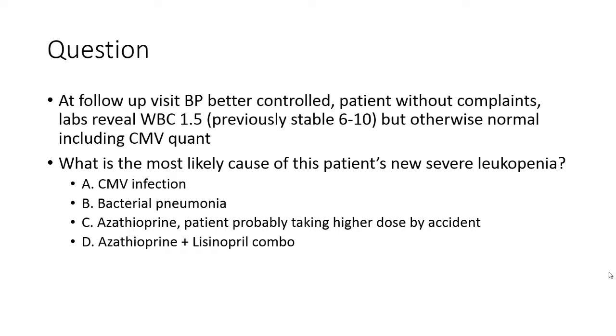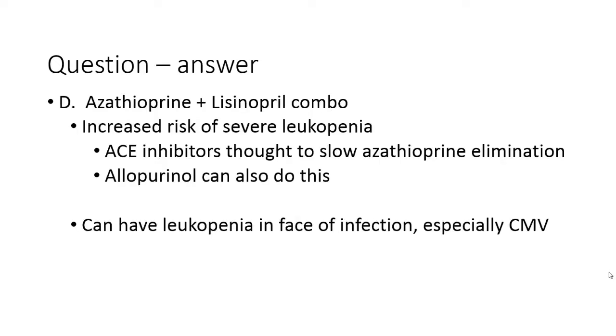Yeah, I kind of led you to it, but I put this question here because I didn't know this. I had never seen it clinically and never read about it, but apparently the combination can have an increased risk of very severe leukopenia. ACE inhibitors are thought to slow the elimination of azathioprine, and allopurinol can also do this. I knew this about allopurinol, but I did not know it about ACE inhibitors. But you also always have to be vigilant, because you can have leukopenia in the face of infection, especially CMV. That's why I put in there that her CMV quant was negative and everything else was essentially normal with how she was feeling and in her lab work.